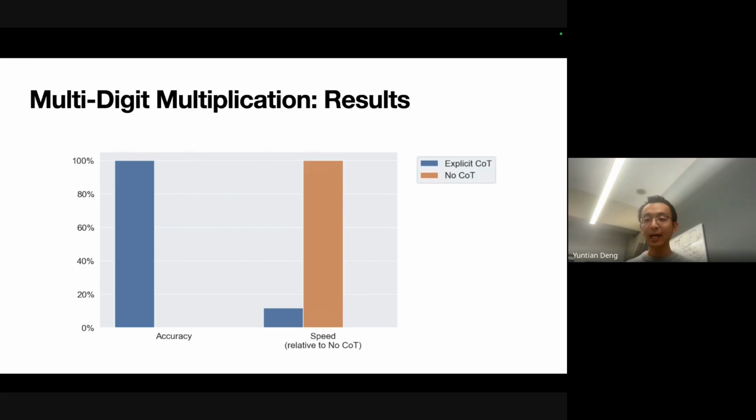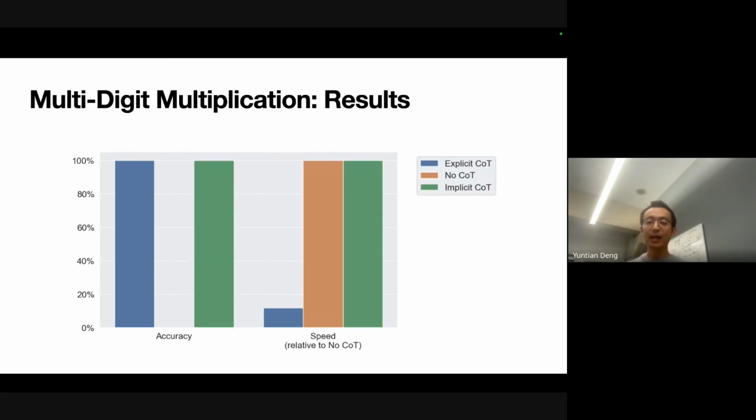So next we look at no chain of thought. If we directly train a model to produce the final output from the input digits, then in terms of speed, obviously relative to itself, you'll get 100 speed. But if you look at the accuracy, it's not that a bar is missing here. It's just that the accuracy of this approach is 0%. So for 7-digit multiplication, it is extremely challenging. We have two input numbers, each 7 digits long, and the result is 14 digits, and it's extremely hard to train a language model to directly predict the output correctly.